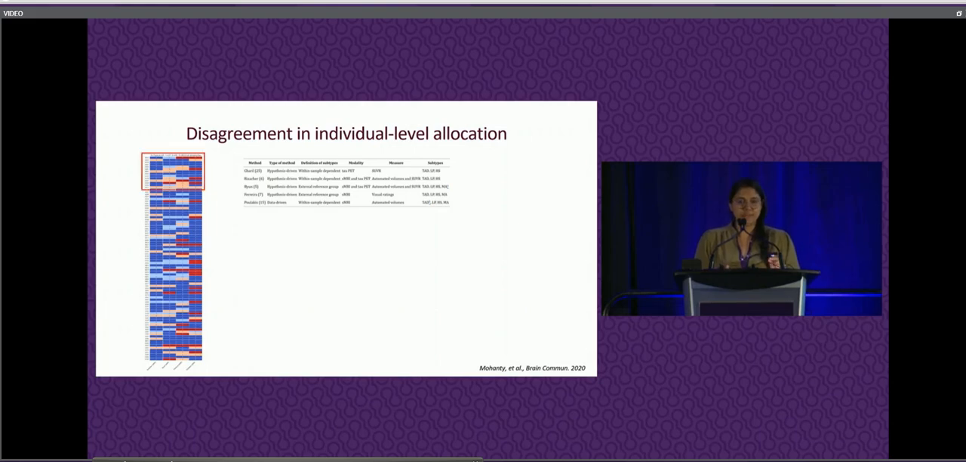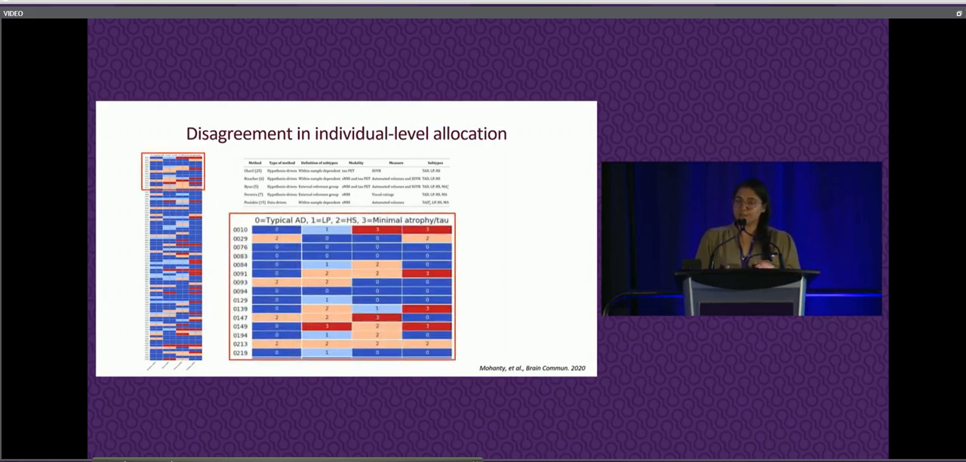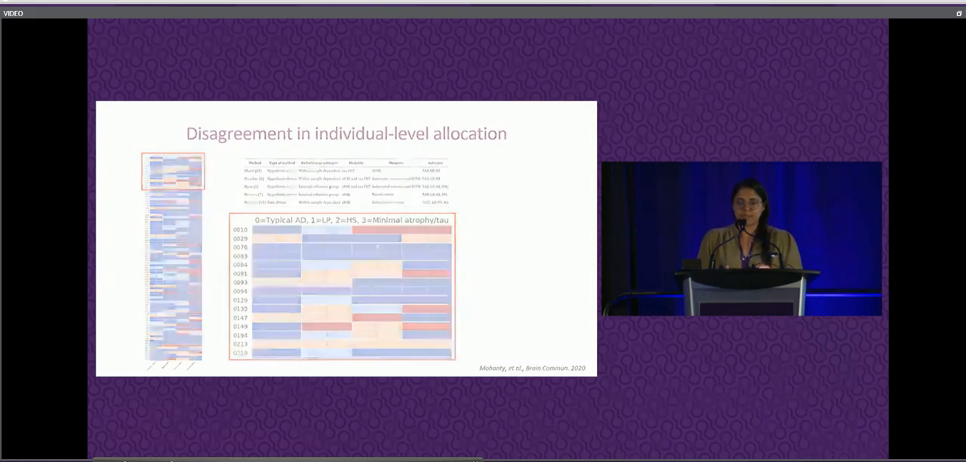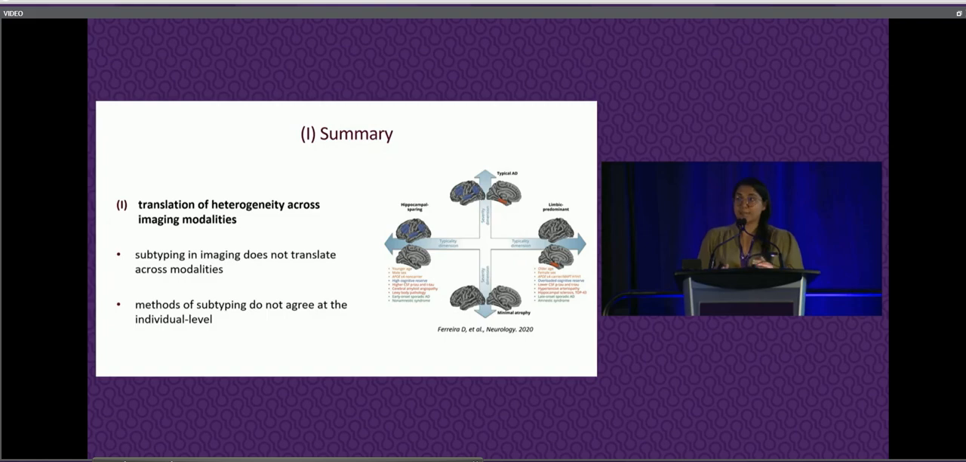At the individual level, if we zoom in, along the columns are 4 different subtyping methods, and they classify each individual, which is listed along the rows, and we see that not every individual is consistently allocated to be in the same subtype by the different methods. These findings suggest that subtyping in different imaging modalities do not translate, and they are not interchangeable, even if we are looking at similar biological processes such as neurodegeneration. And importantly, we also need to recognize that subtyping methods do not always agree with each other, and we need to better harmonize them for translation for trials.